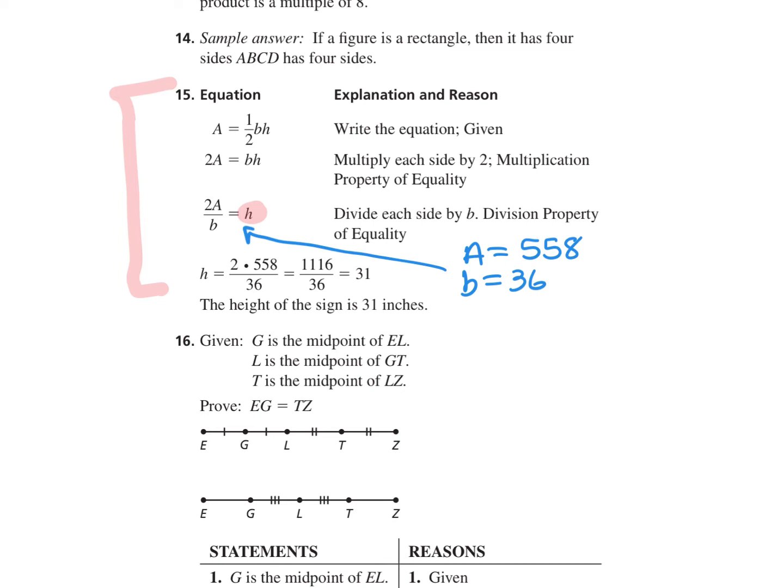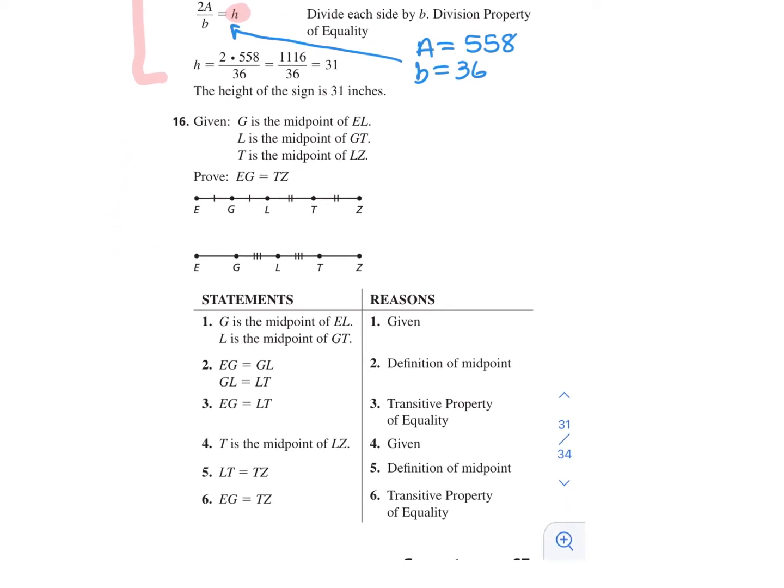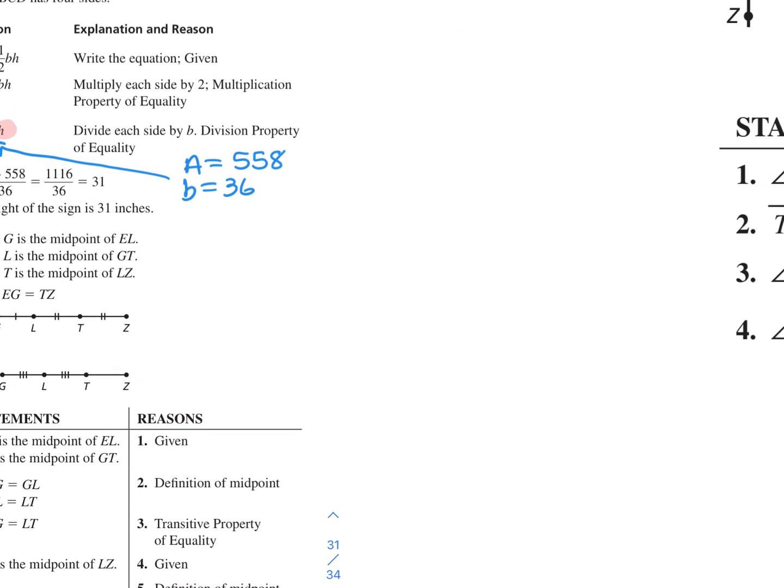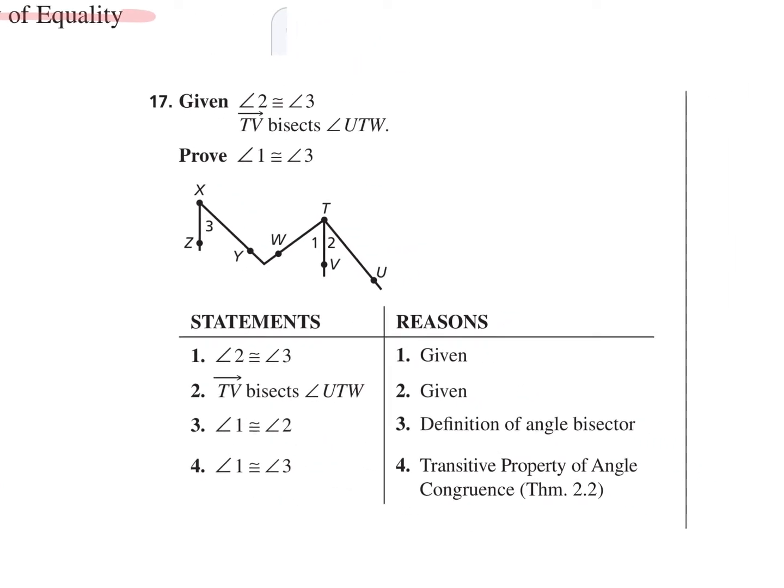Number 16, I know the answer is here, but I did white out that question. But I did give you number 17, and it was a proof. So number 17 is over here. And it was a picture of a bridge. And it said, given that angle 2 was congruent to angle 3, and that TV bisects UTW, it wants me to prove that angle 1 is congruent to angle 3.